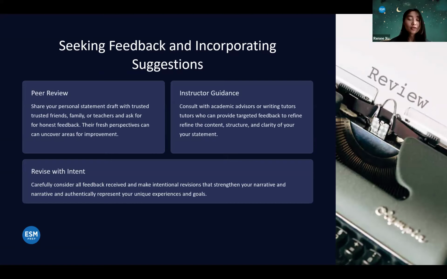And essay coaches, writing tutors, academic advisors, they can provide the targeted feedback so that you can refine the content. You know, what is in there? Is it interesting? Is it engaging? Is it authentic? Structure. This is more storytelling. Is it going to engage you from start to finish? And then clarity of your personal statement.